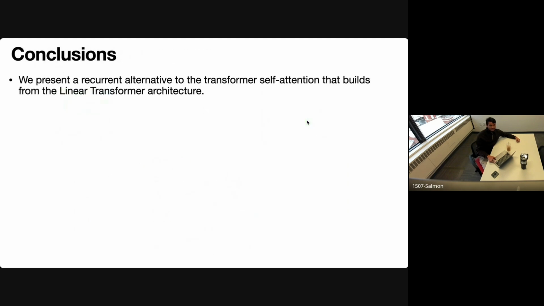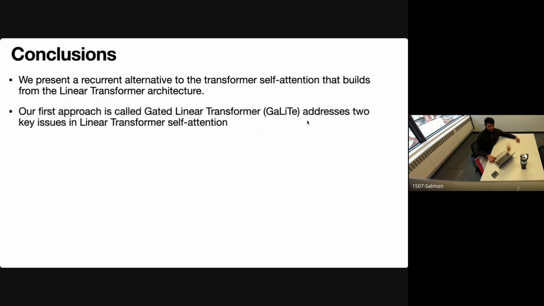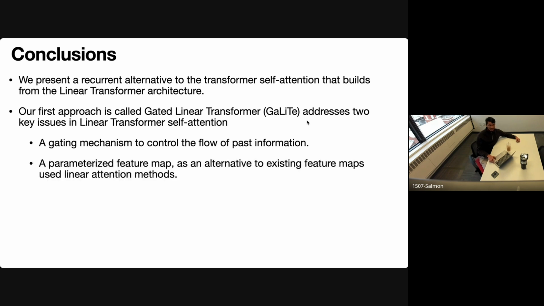So in conclusion, we present a recurrent alternative to the transformer architecture that builds upon the linear transformer architecture. Our first approach is called the gated linear transformer, which addresses two key issues in the linear transformer self-attention mechanism. The first is that it proposes a gating mechanism that allows it to control the flow of information. And the second is that it proposes a parameterized feature map, which is an alternative to the existing feature maps used in linear attention methods.